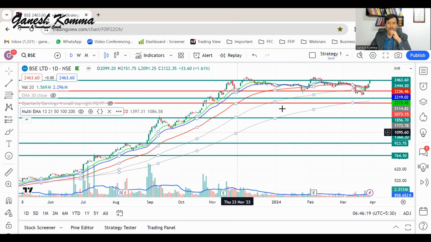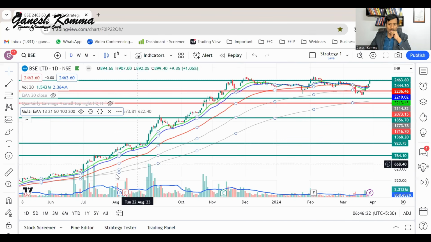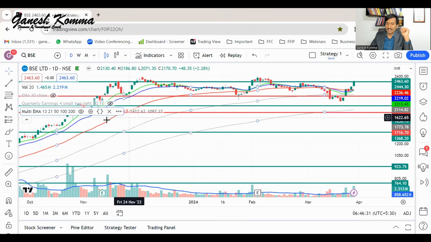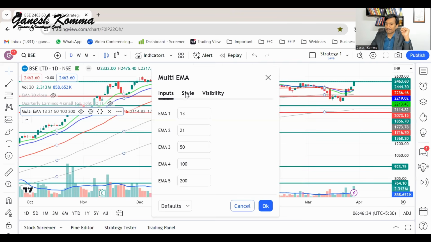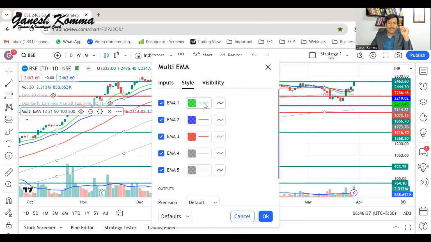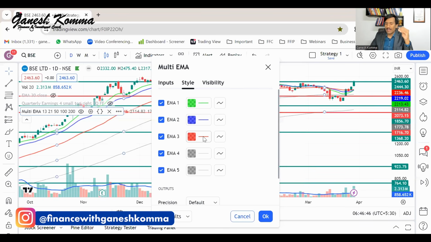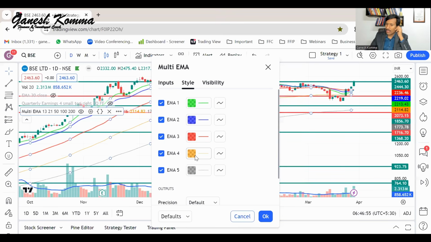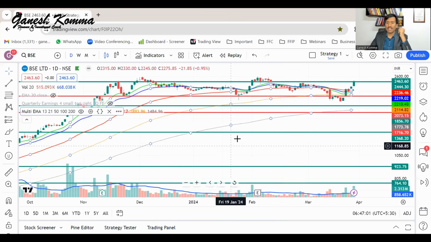So let me select OK. So these are the EMAs, and in order to differentiate between each of them, let us have the color coding as well. Let's change the colors. You can go to the settings part, and your green reflects that the stock is trading above EMA 13. Blue reflects EMA 21. Red reflects your EMA 50. And you can change it to some other color, be it orange. So your orange is your EMA 100 and black is your EMA 200.